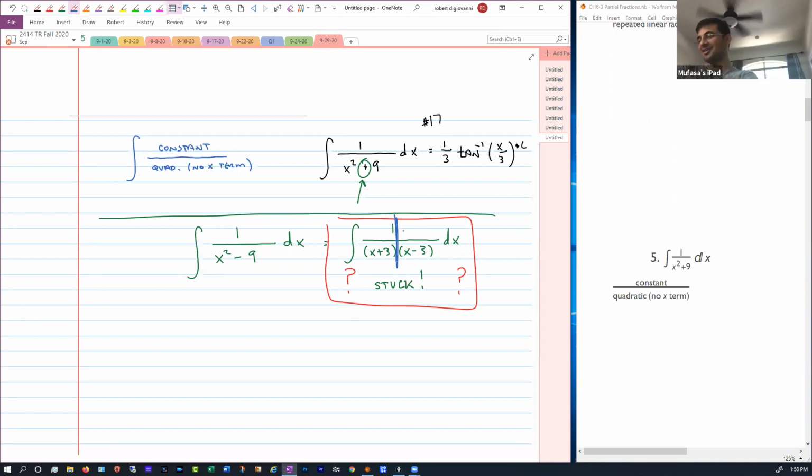So again, recap. Constant over linear to any power, we got. Constant over a quadratic where we're missing the x term and there's a plus in the middle, we got it. Formula 17. Okay, what else can we handle?